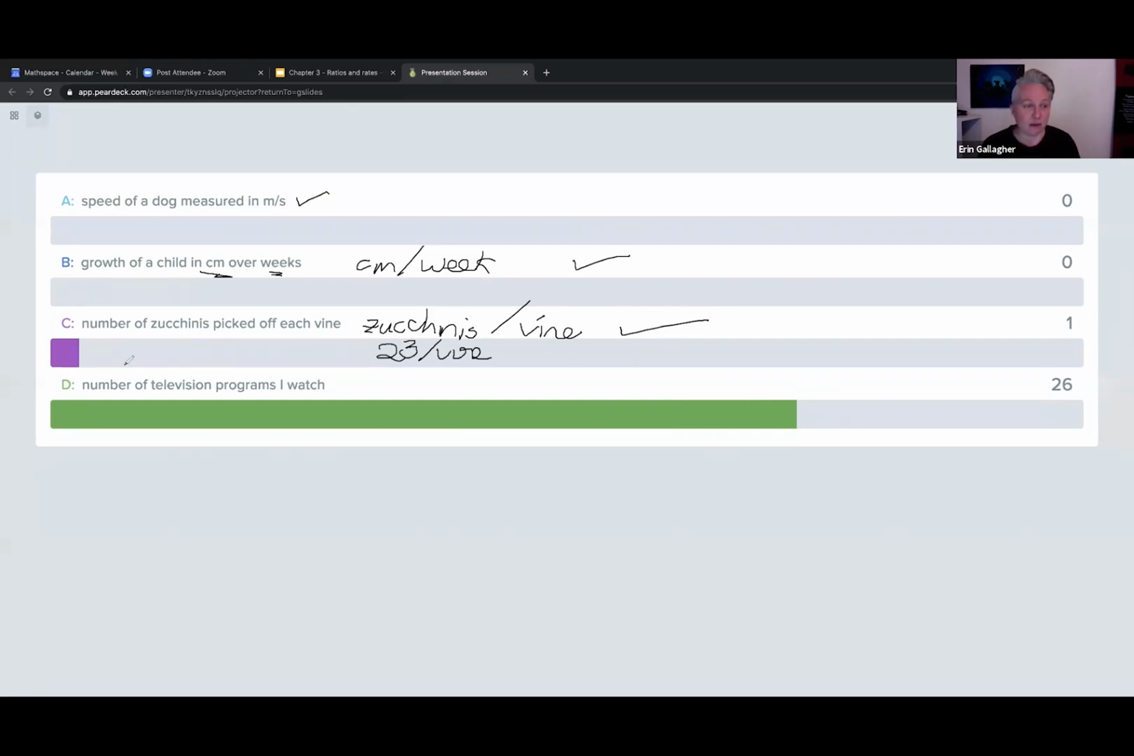That leaves us with this one. This is just a quantity, the number of television programs that I watch. I'm not comparing it to anything. There's no other quantity there. Over the course of 6 weeks, there's sort of nothing, no comparison there. So in fact, the correct answer is this one, because it's just a quantity, there's no comparison.